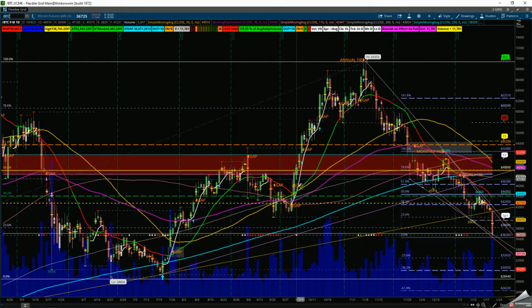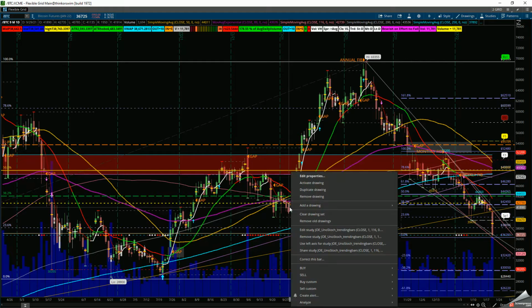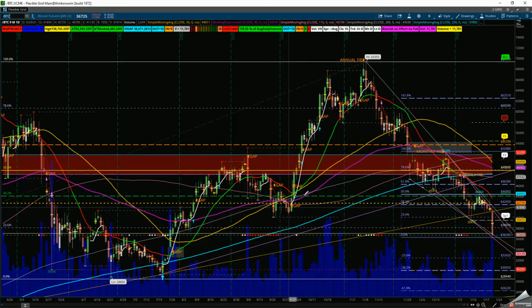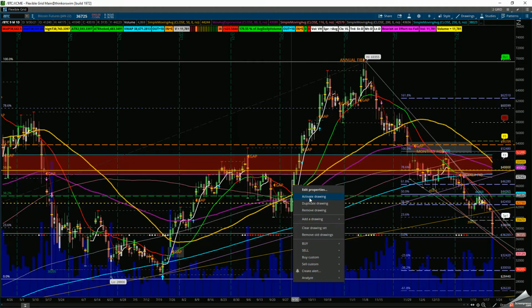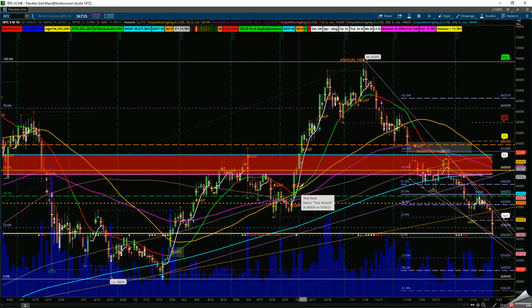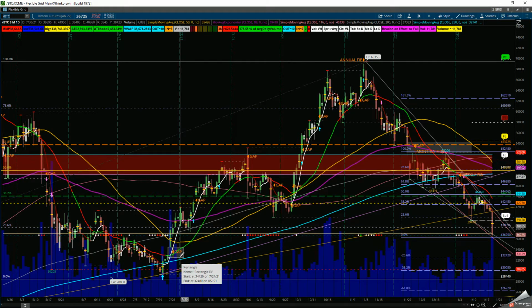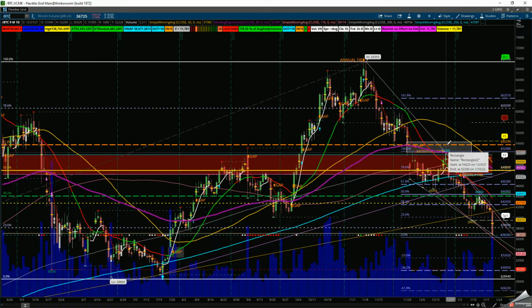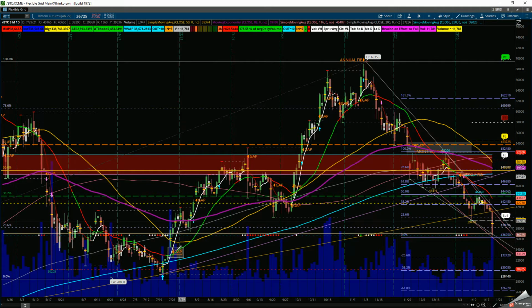These gaps have been tested, no longer valid. Those gray areas should no longer be there. Remove drawing, and I'm going to remove that gray area. Usually when a gap is still there, I'll leave that gray area there, like I left this one here. So usually gaps are retested.